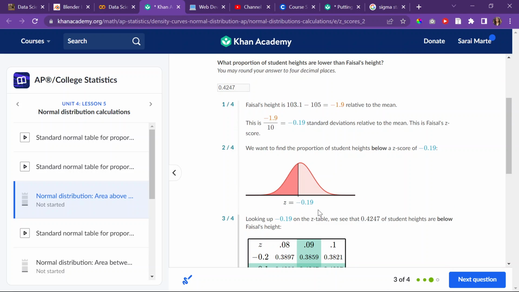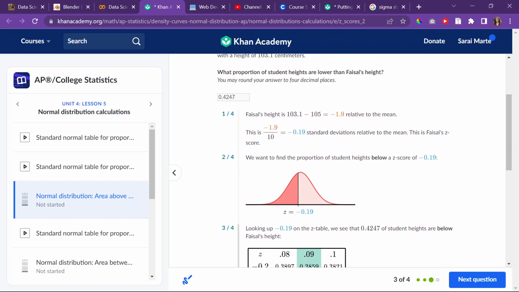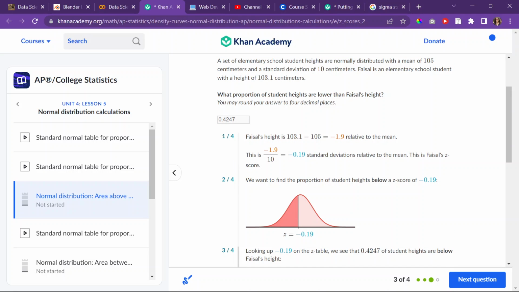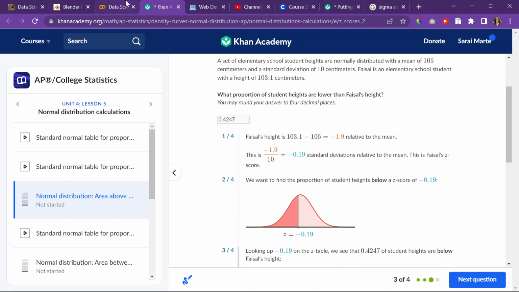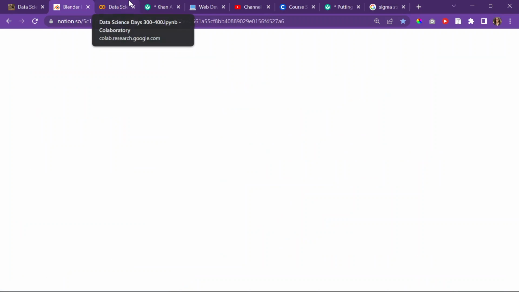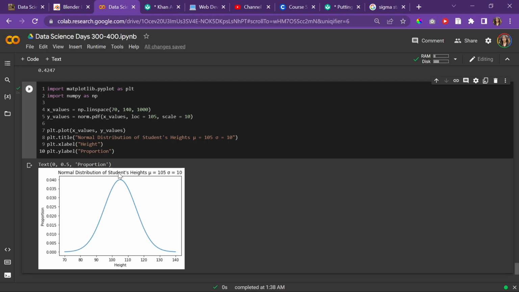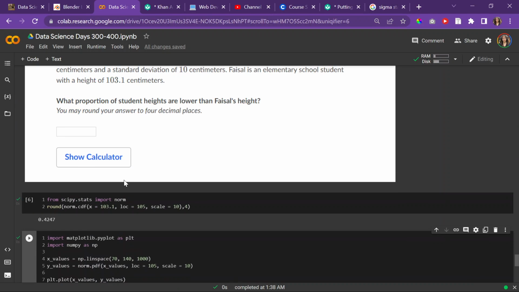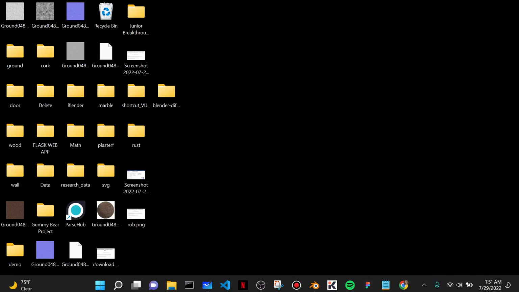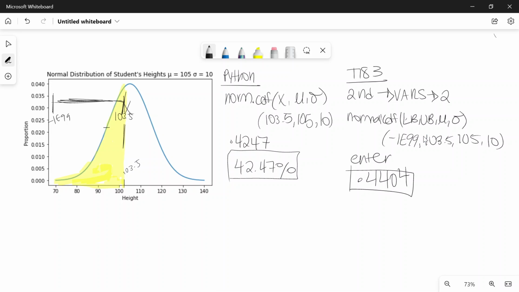Negative 1 E99, 103.5. They're using z-scores though. No way, it was 103.1. Where's my data science stuff? Where is it? Oh, it is 103.1. See? Oh my god, I was so scared. I was like, why am I getting a different answer? All right, so let me just fix that real quick. I need second entry and change that to 103.1. This is what I get for not looking back.